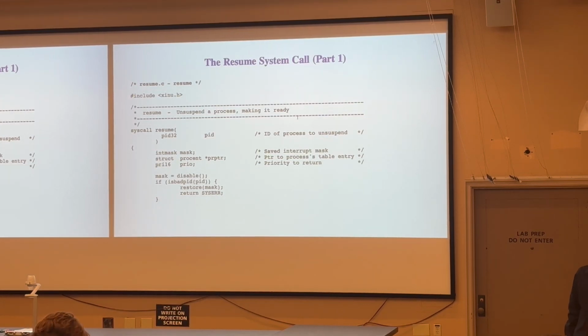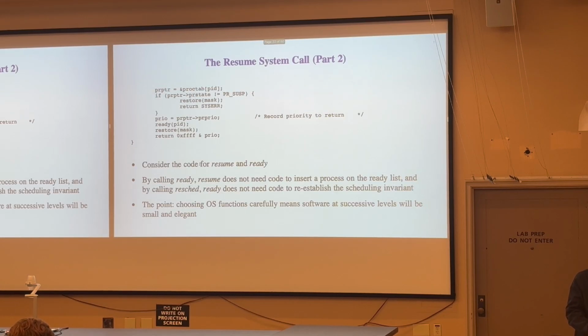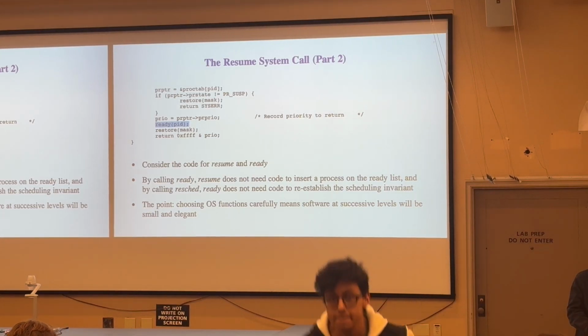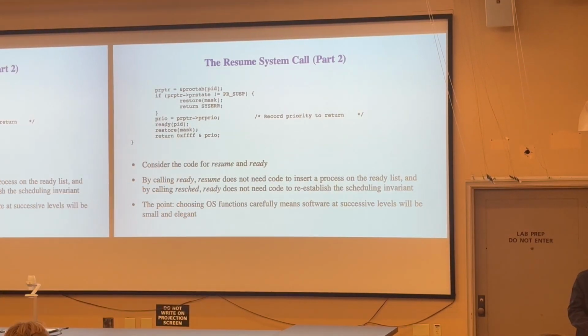All right, now resume. Once we have the ready function, resume is very easy to implement. Resume takes this PID as a parameter, and these are all normal setup and checking, and the core logic is just here. Once you get the process from the process table, you just call ready. That's it.